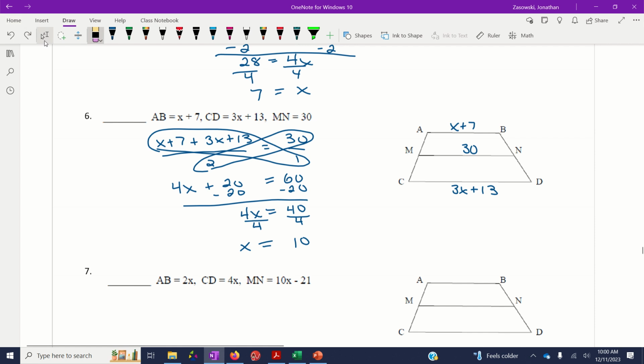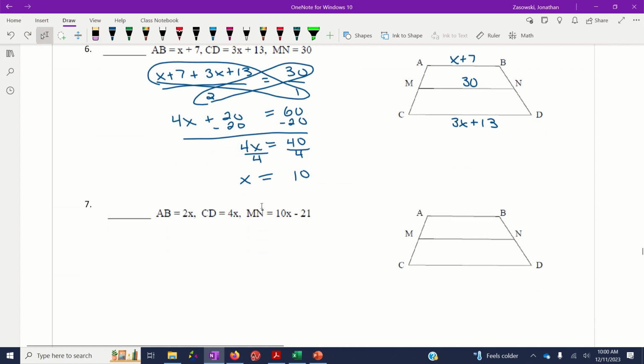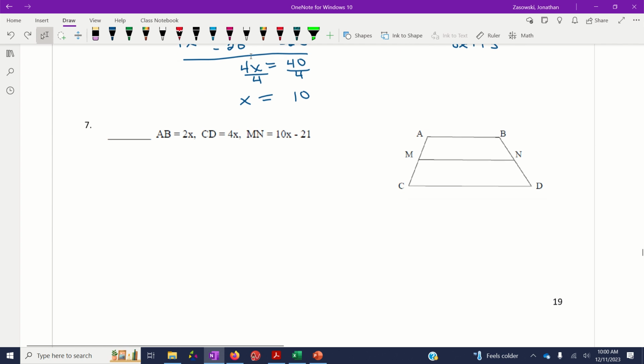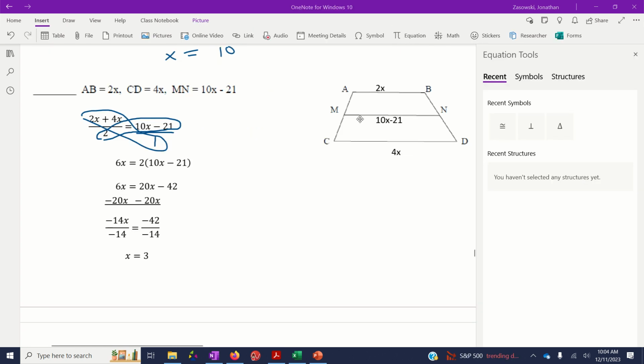All right, I'll leave you to try number 7 on your own. We'll give you the answer here in a second. All right, and hopefully you got an answer of 3. So remember, we're going to label our figures here. Now, there are a couple different ways that you could go about doing this question. Remember, we talked about first step, just cross multiplying, combining like terms. If you wanted to add like terms and divide by 2, you could also do that. It's up to you. Here we'll get 6x equals 2 times 10x minus 21. So 6x equals 20x minus 42.